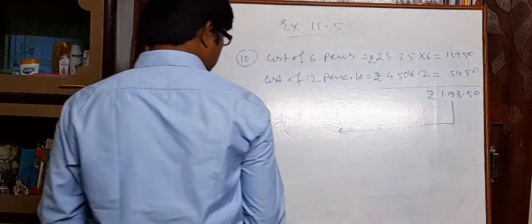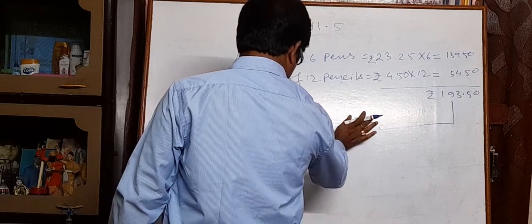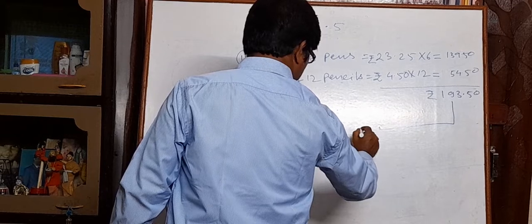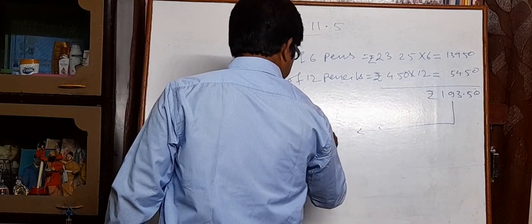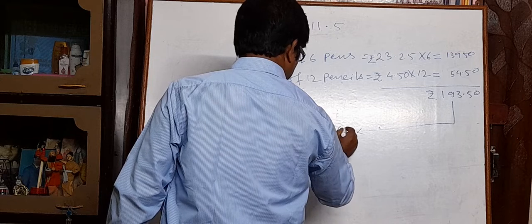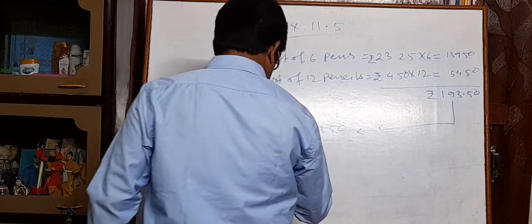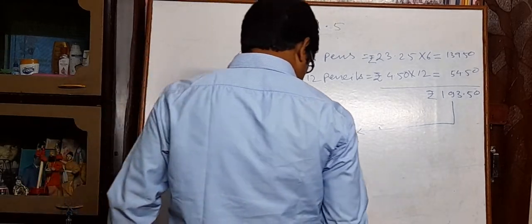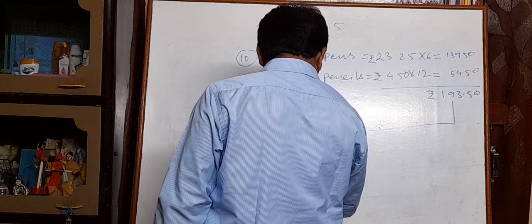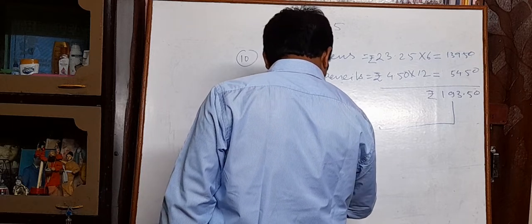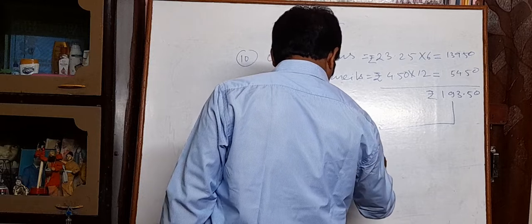So we have to subtract. 200 can be written as 200.00, and bring 193.50 down. Subtract these together. After subtraction we shall get only how much? Only 6.50. Okay, this will be the answer.